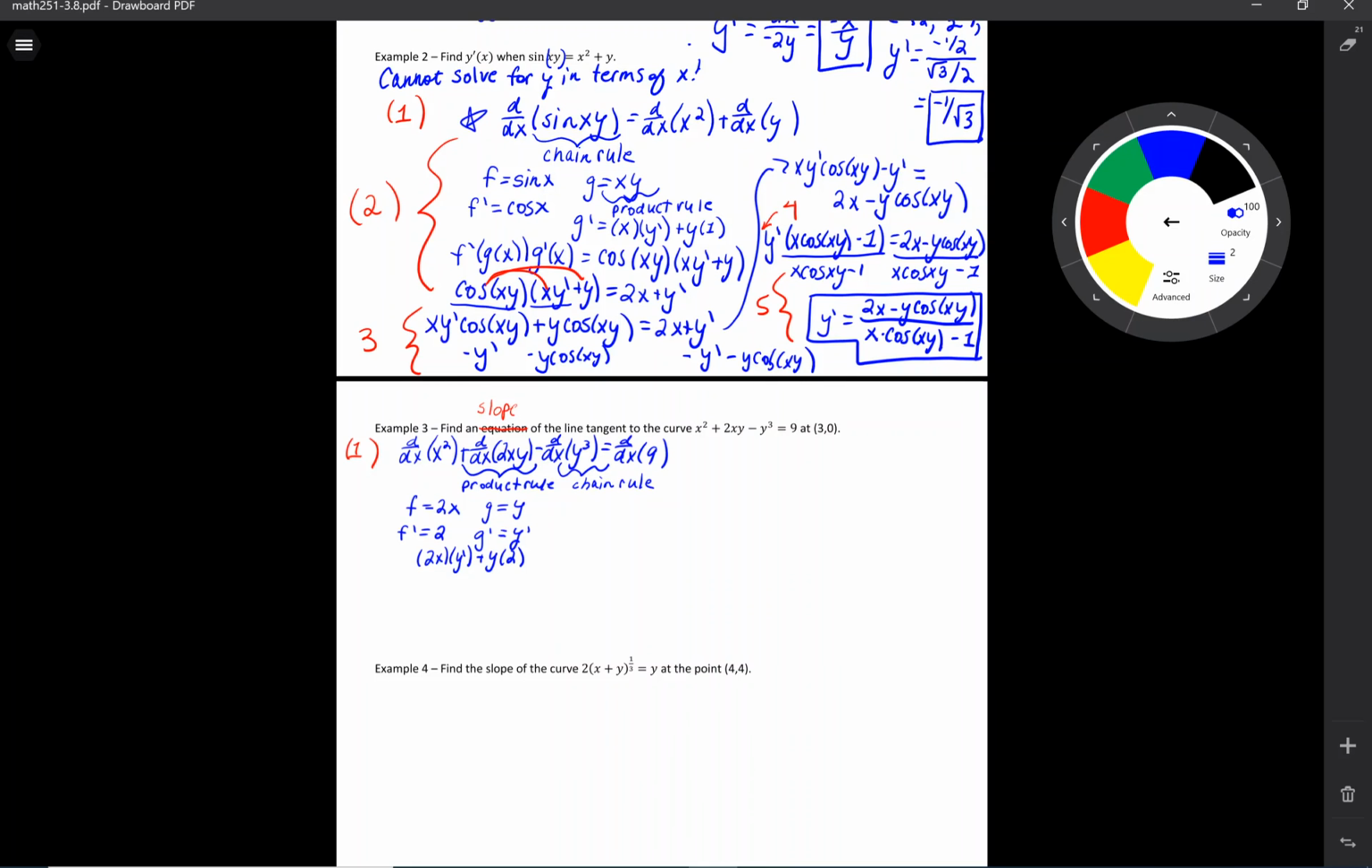So the chain rule says that my f of x is my outer function. In this case, it's x cubed. My inner function here is y, which means that f prime is equal to 3x squared and g prime is equal to y prime. So now I take f prime of g, that's 3y squared, times g prime, which is y prime. All right, so now I have my derivatives of everything, and I can plug back into my equation up here.